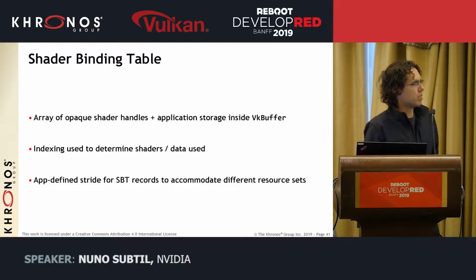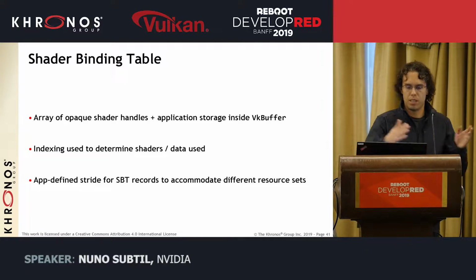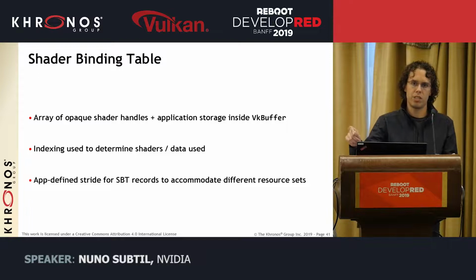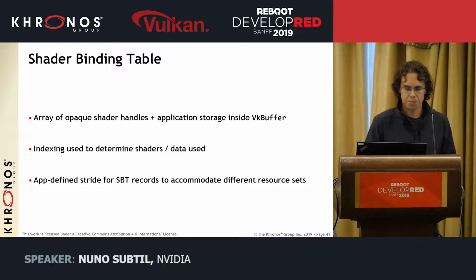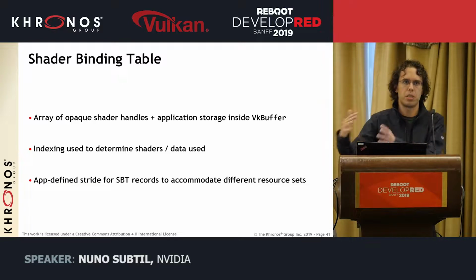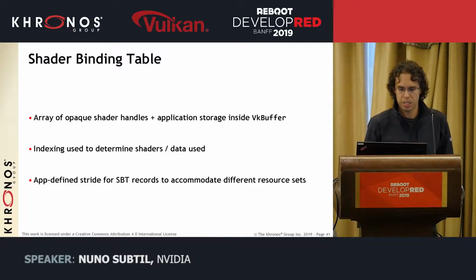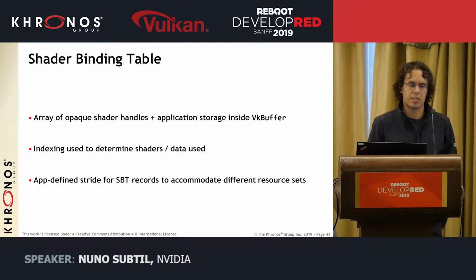So the shader binding table, think of it as a buffer with a number of records, where each record contains a shader handle that identifies one shader, typically a hit shader, but could also identify a RayGen shader, and it has a bit of data associated with it, which is application specified. These records have an app specified stride, and they exist inside a regular Vulkan buffer. There's an indexing scheme to figure out which record to pick for each ray tracing operation. And because the application defines the stride, this can accommodate any kind of data that the application needs to associate with each shader, each geometry instance, each mesh, etc.